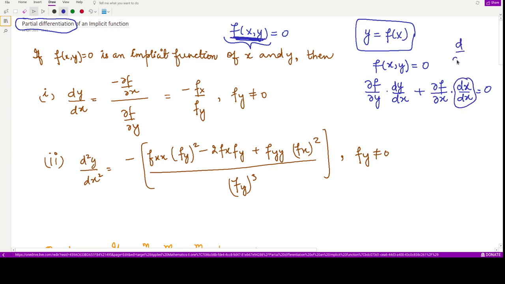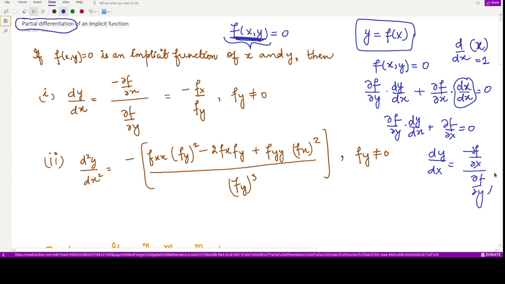Why? Because when you take the derivative of x with respect to x, that is equal to 1. So you have from here del f by del y into dy by dx plus del f by del x, that is equal to 0. And from here, the first derivative is nothing but minus del f by del x divided by del f by del y. So this is our formula to calculate the first derivative from the given implicit function f. Here you should note that f_y should not be equal to 0.